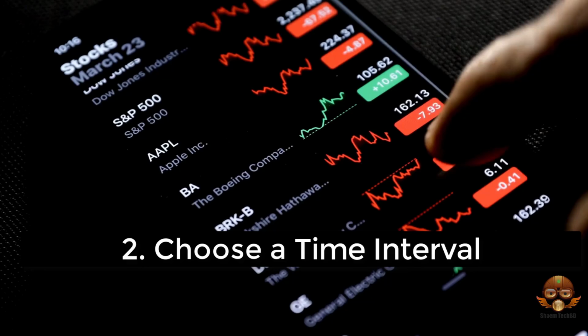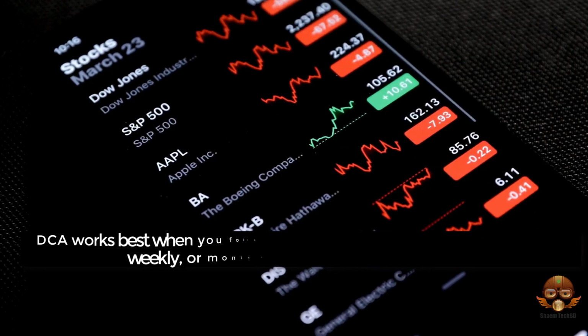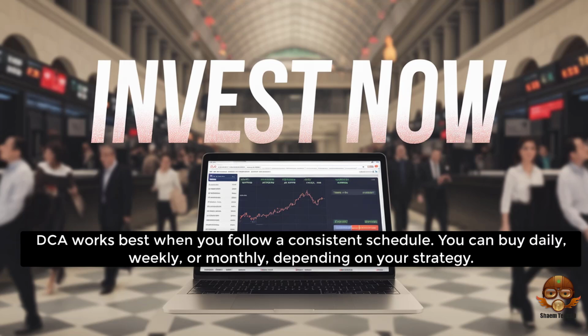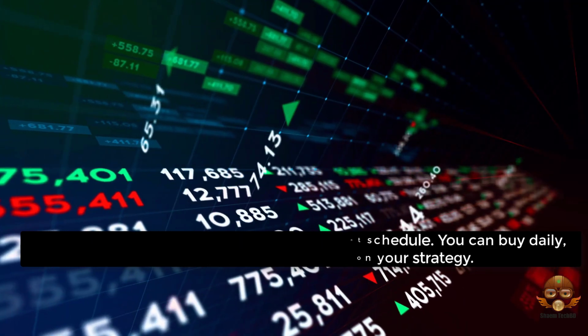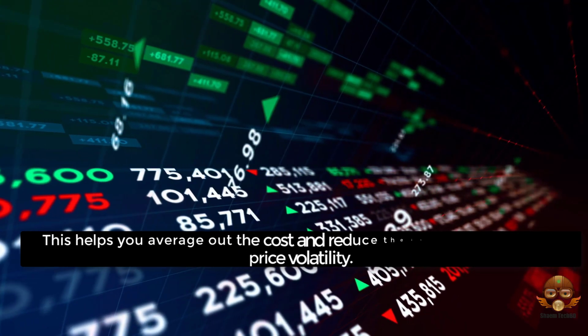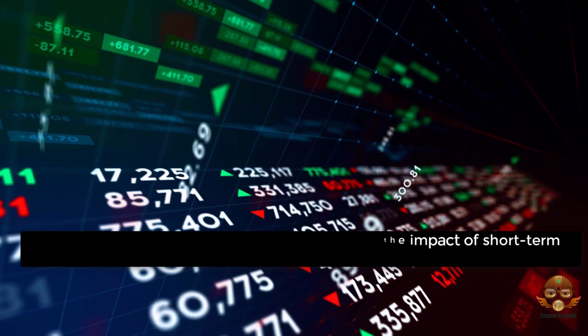Number 2. Choose a time interval. DCA works best when you follow a consistent schedule. You can buy daily, weekly, or monthly, depending on your strategy. This helps you average out the cost and reduce the impact of short-term price volatility.